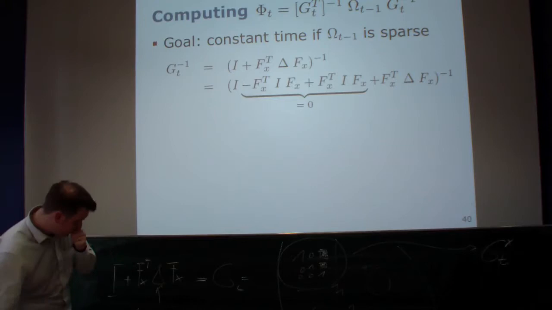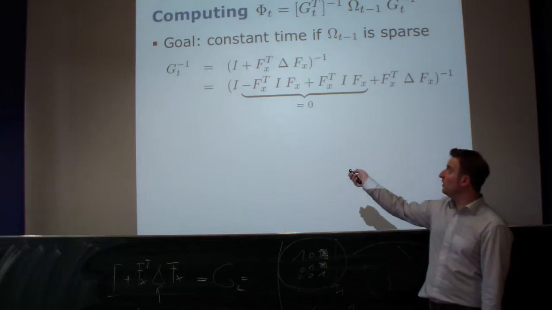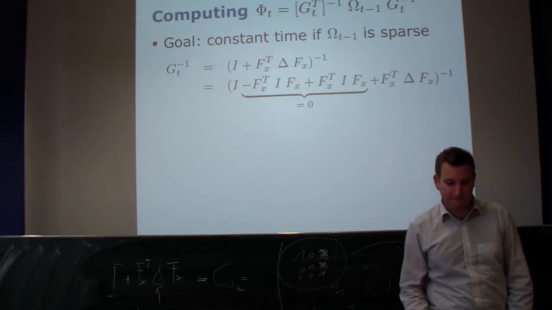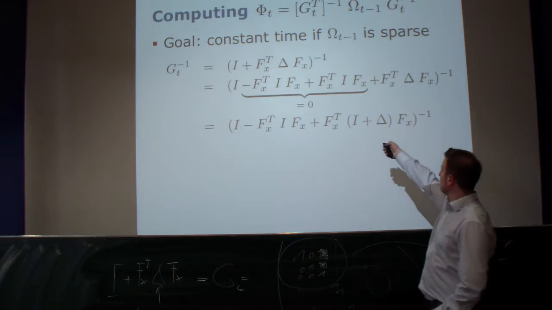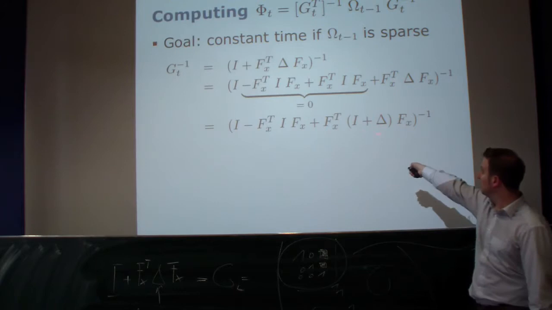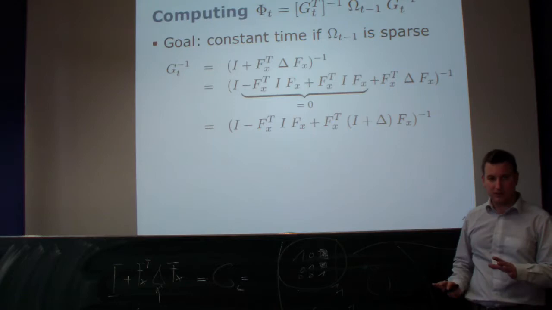So next thing, I can just add 0 to this term here. Just say this minus Fx transpose I Fx plus Fx transpose I Fx. I guess everyone agrees with that, right? Okay. So let's look at what happens next. I can go here and move Fx transpose and Fx out of the sum, and then inside I have this bracket over here with I plus delta. So these two matrices added up, and these two are the outer matrices. Okay. And here nothing changed.